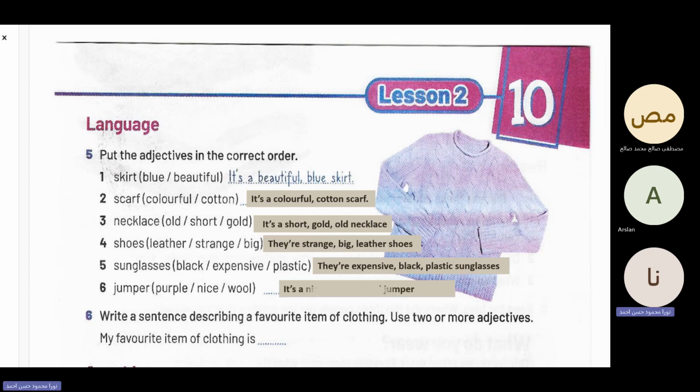What about jumper? Okay, it's a nice description. Verbal, color, and we have finally the material, wool. It's a nice purple wool jumper.